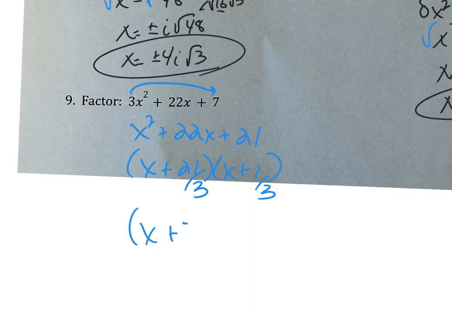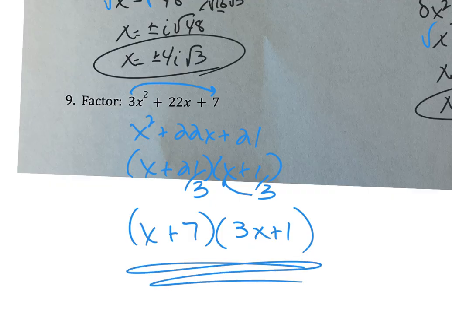So 21 divided by 3 is 7. The second parentheses, I'm going to slide the 3 back in front of the x. That's what's called slide, divide, slide. Now, if I were you, tomorrow I would take that answer right there. I would do FOIL just to double check and make sure that when you do FOIL, you get the same thing we started with.